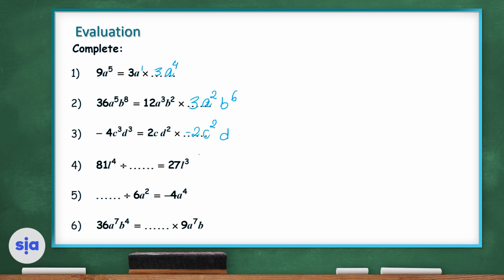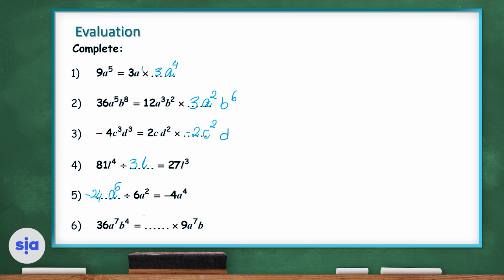It's just d. In division, 81 L to the power of 4 divided by what equals 27 L to the power of 3? 81 divided by what equals 27 is divided by 3, and then L only, because L power 4 divided by L is L to the power of 3. What divided by 6 is negative 4? It's negative 24. Then a power what divided by a squared is a power 4? It's a power 6.